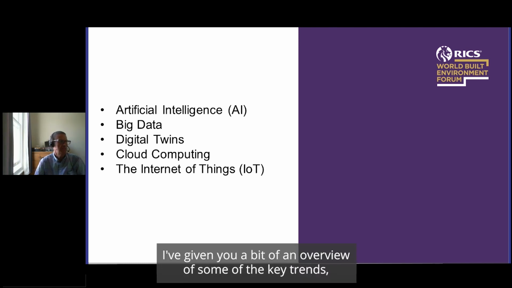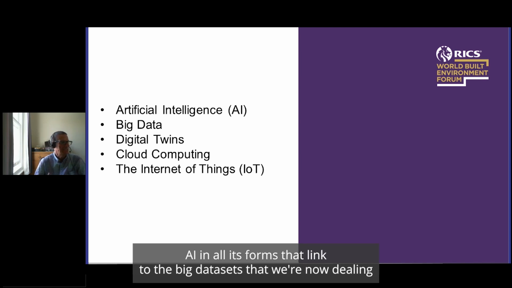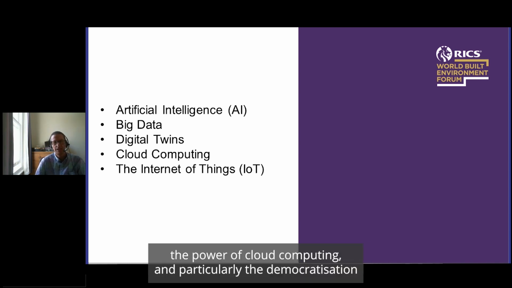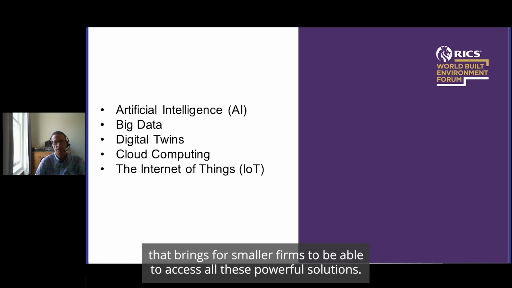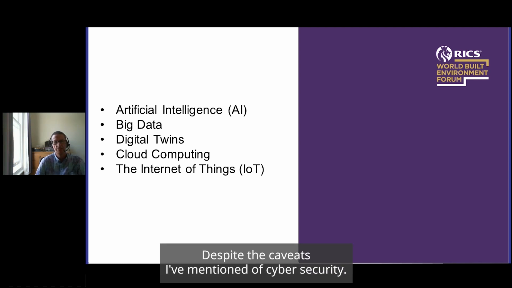So hopefully in these few minutes, I've given you a bit of an overview of some of the key trends in digitization that are affecting the built environment. AI in all its forms, that links to the big data sets that we're now dealing with, the power of digital twins to model and run assets, the power of cloud computing, and particularly the democratization that brings for smaller firms to be able to access all these powerful solutions. And then finally, the connectivity of the Internet of Things, despite the caveats I've mentioned of cybersecurity.